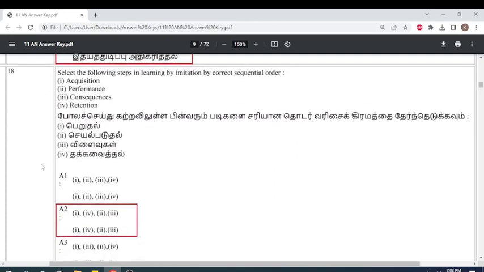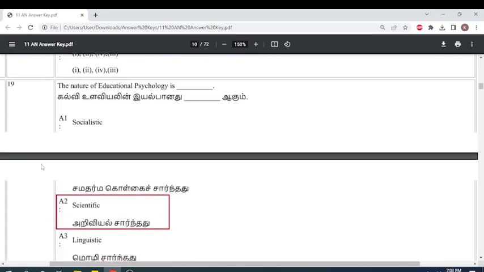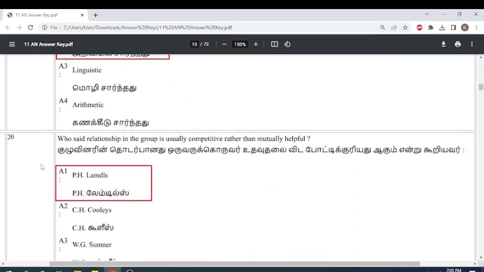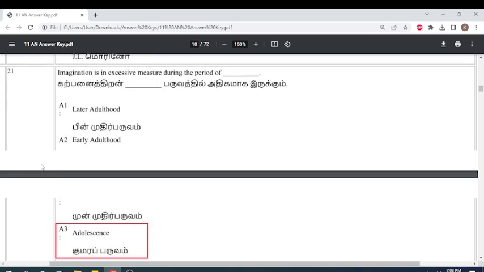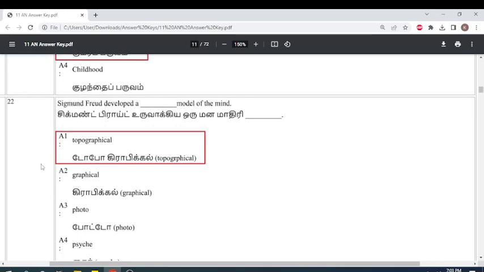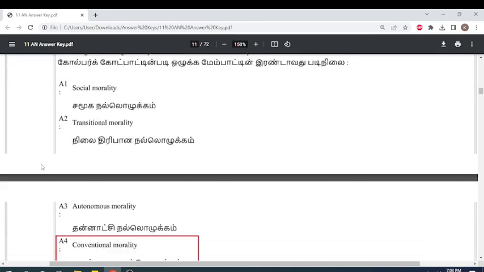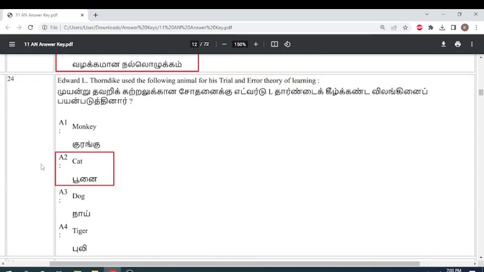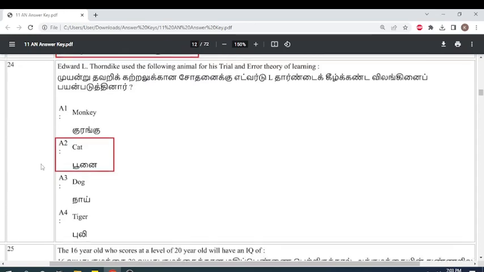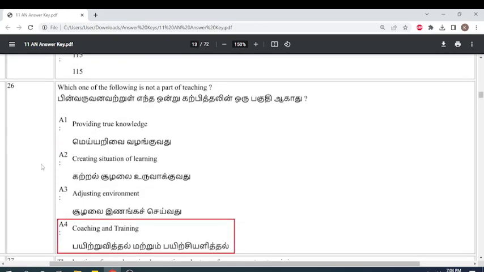18th question answer A2. 19th question answer A2. 20th question answer A1. 21st question answer A3. 22nd question answer A1. 23rd question answer A4. 24th question answer A2. 25th question answer A2. 26th question answer A4.